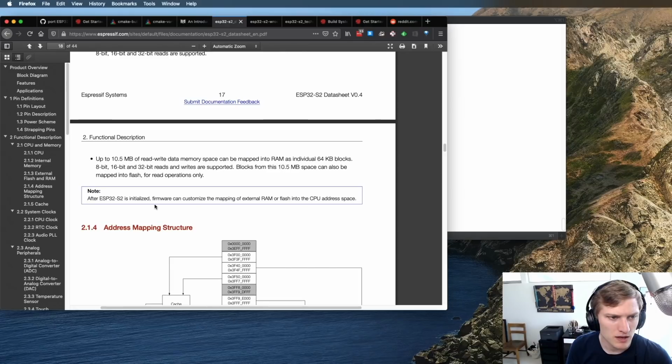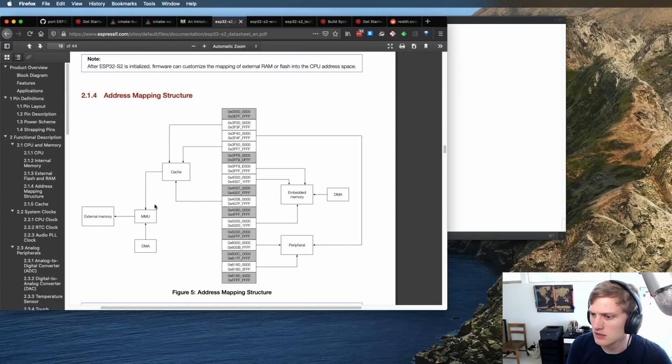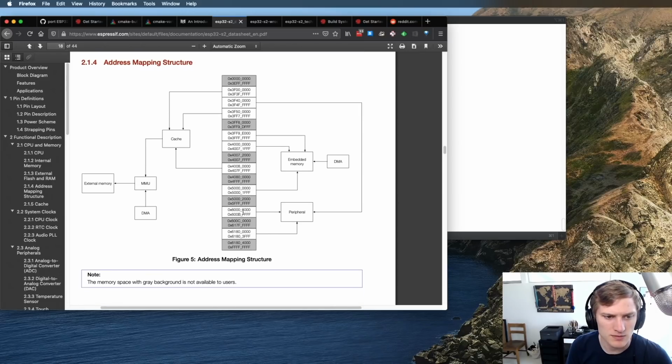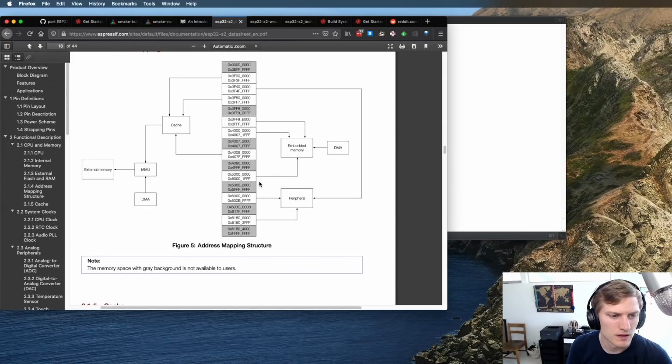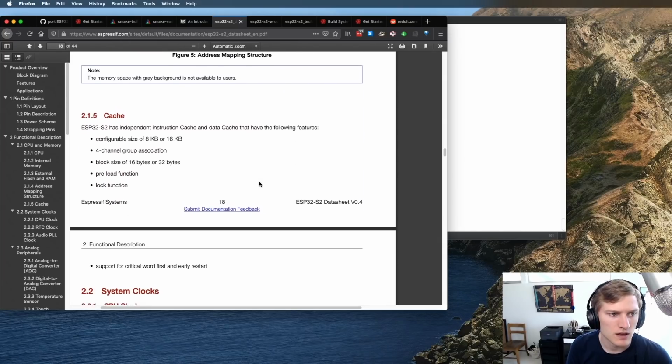And then we have the address mapping structure. It can tell you these are the memory addresses that you would write to peripherals with. These are the memory addresses that are accessible, our external memory, through the memory map unit, which is the MMU, and then the cache on top of that, which is kind of interesting.